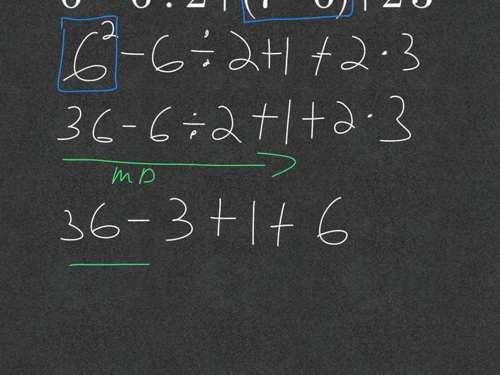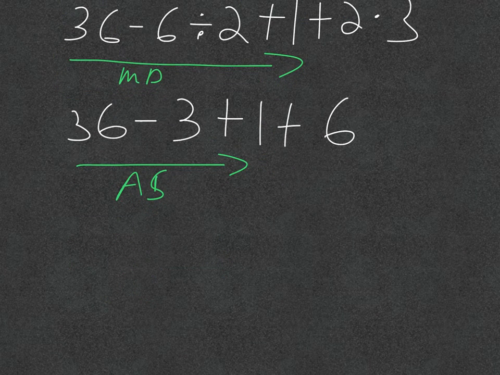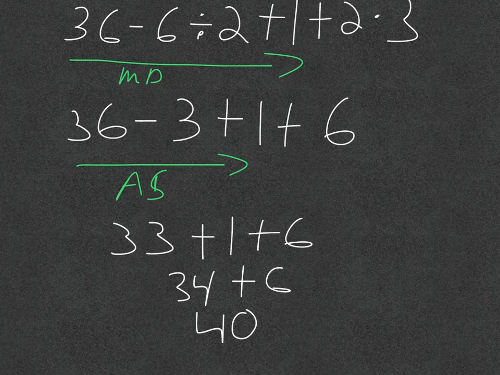And the last thing we have to do is evaluate our addition and subtraction left to right. Okay? So scroll up again. And we'll look and say, what do we have? We've got 36 minus 3. Okay, that gives us 33, right? Plus 1 plus 6. So 33 plus 1 is 34, plus 6 is 40, right? So our final answer for this problem is 40.